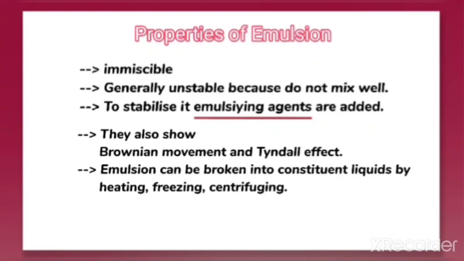And emulsions can be broken down into the constituent liquids by heating, freezing, and by the centrifugation method. This process is called demulsification. That is, an emulsion can be broken down into its constituent liquids by different methods, and this process is called demulsification. So here we have discussed different properties, preparations, and types of emulsion in this video.